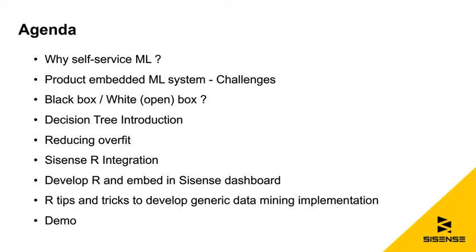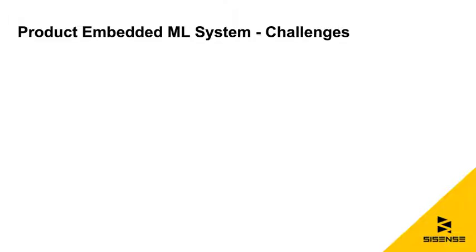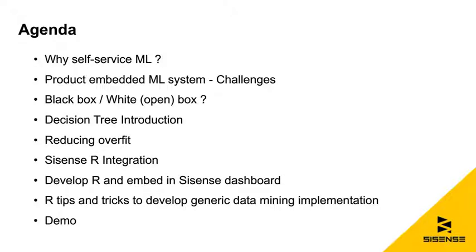We will discuss first, why do we need self-service machine learning algorithms? We will talk about the challenges of embedding an algorithm in a proprietary or BI product. We'll talk about the consideration of choosing black box algorithms like neural networks or wide open box algorithms like linear or logistic regression or decision tree in our case. We'll discuss how to tune such algorithms automatically, including specifically how to reduce and make sure that the system doesn't overfit.